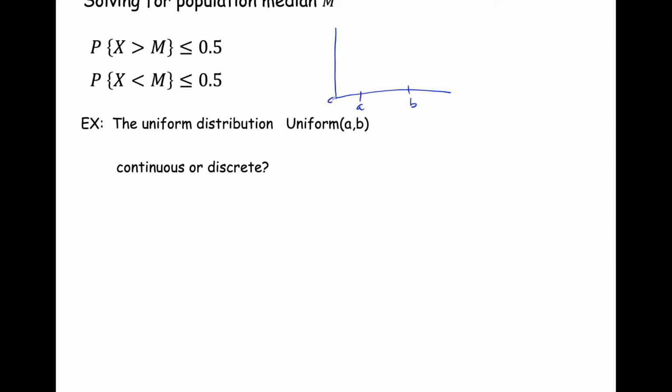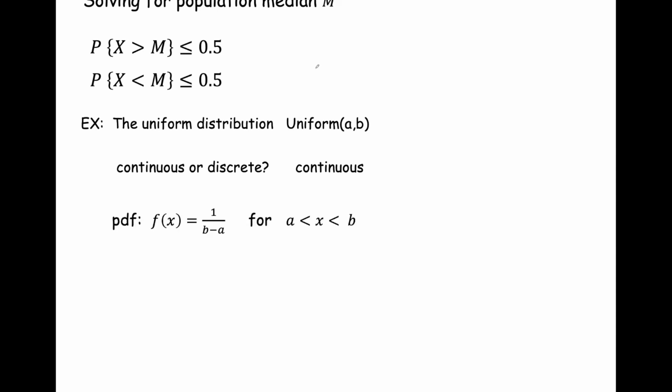Now, the uniform distribution is 0 for all values to the left of A, 0 for all values to the right of B, but for values in the interval between A and B, uniform has a probability density function of 1 over b minus a. Okay, so this is continuous because it's uncountably infinite, and the PDF is the following. The f of x, the probability, is 1 upon b minus a for those points in the interval between a and b, those values of x.